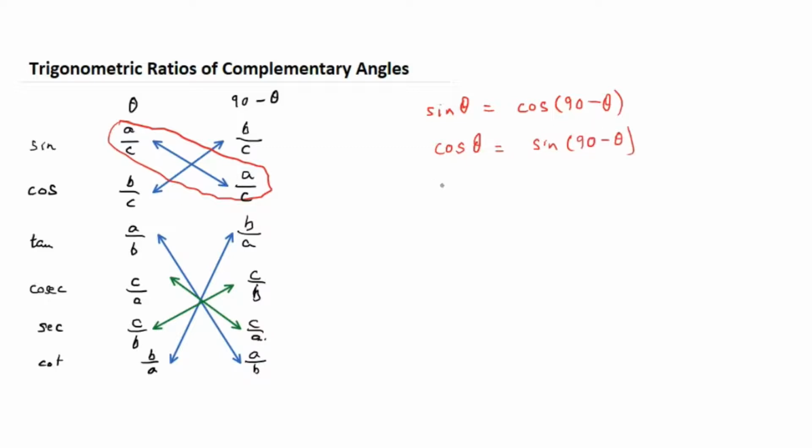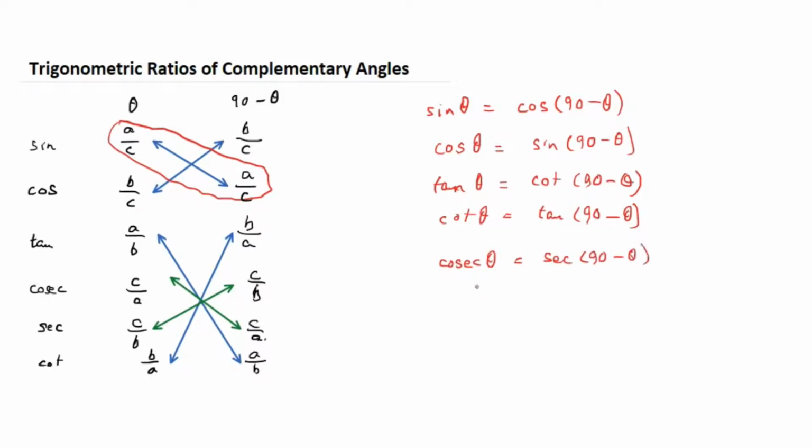Then tan of theta is the same as cot of 90 minus theta. Or we can also say that cot of theta is the same as tan of 90 minus theta. And we can also see that cosec of theta is the same as secant of 90 minus theta. And the other way around, that the secant of theta is also the same as cosecant or cosec of 90 minus theta.